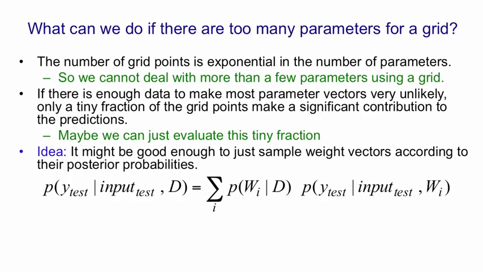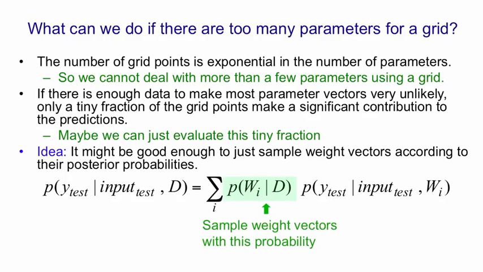Now, instead of adding up all the terms in that sum, we could just sample terms from that sum. What we do is we sample the weight vectors in proportion to that probability. So either we sample them or we don't. So they'll get a weight of 1 or 0. But the probability of getting a 1, that is the probability of being sampled, will be their posterior probability. So that will give us the correct expected value for the right-hand side. It'll have noise due to the sampling, but it'll have the correct expected value.